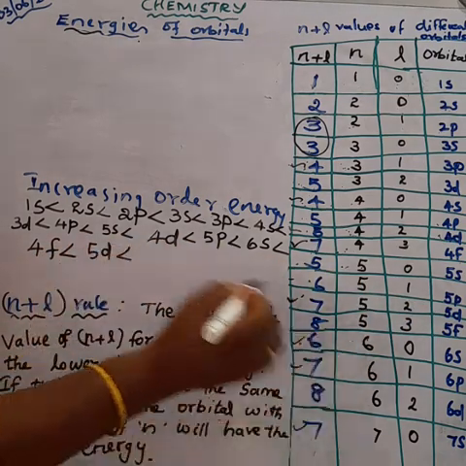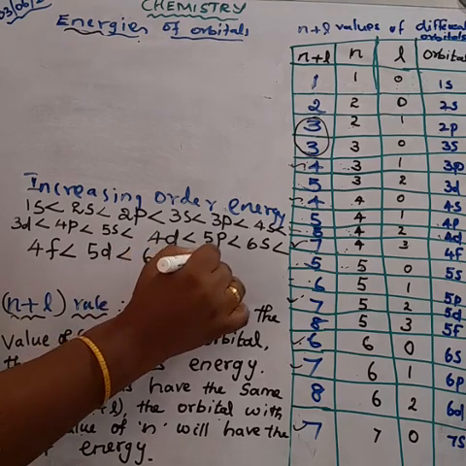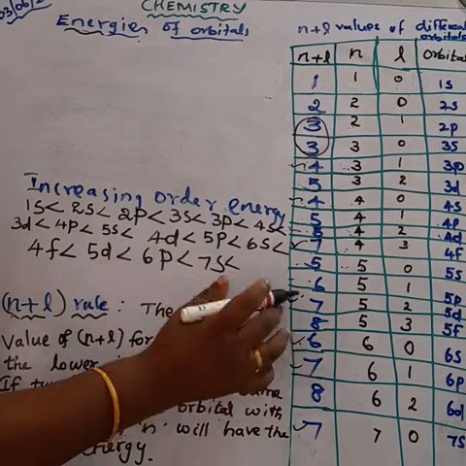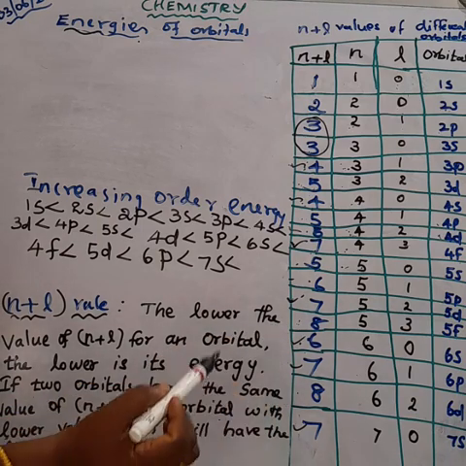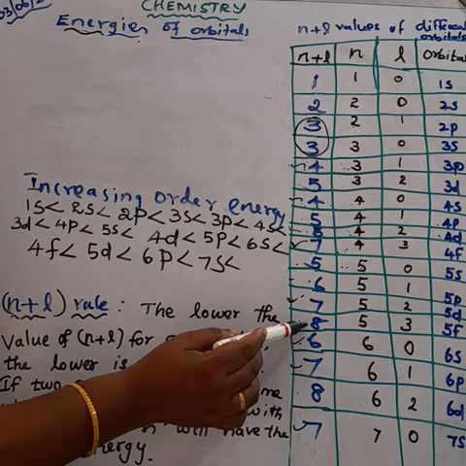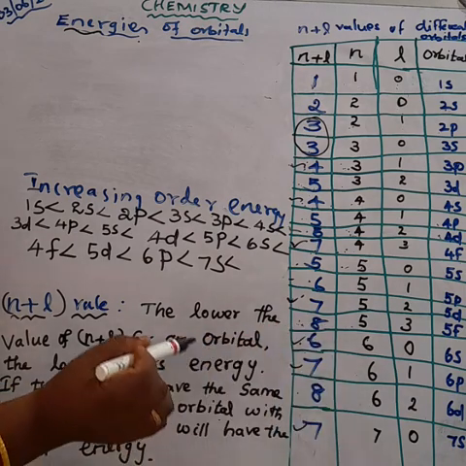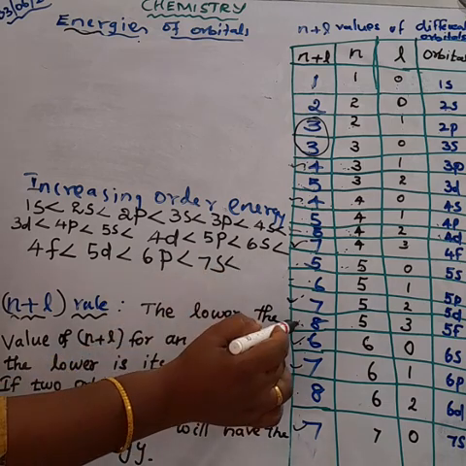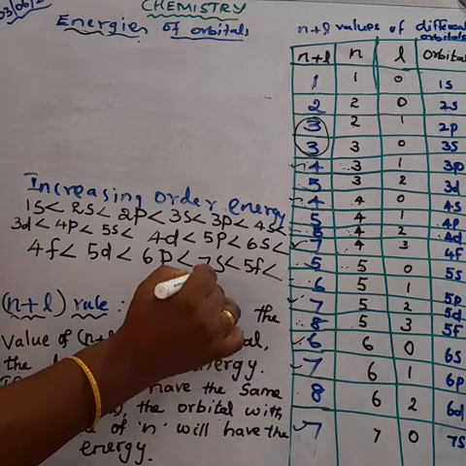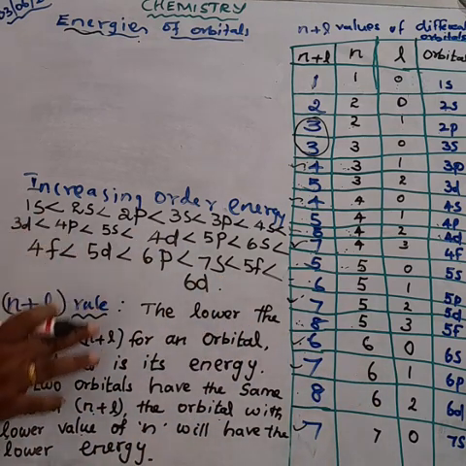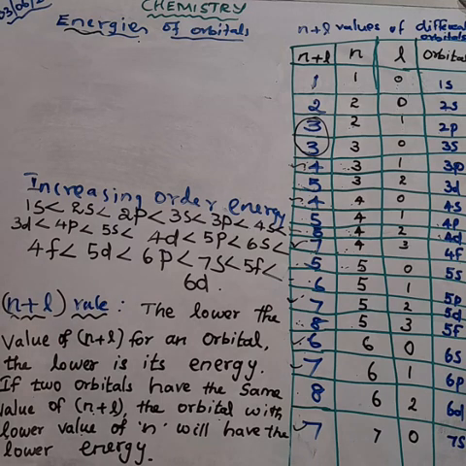Okay, and after that 8, completed is 7, so we can take the 8. How many have the n plus l value 8 here? 2 have the value 8. So we can take 5f first and 6d second. This is less than, after that 9. Okay, completed, 6d. This is the increasing order of energies of orbitals, based on the n plus l rule. The increasing order of energies of orbitals is this.